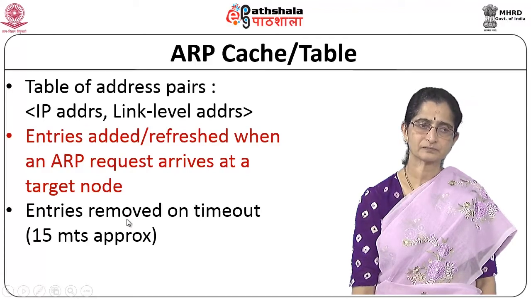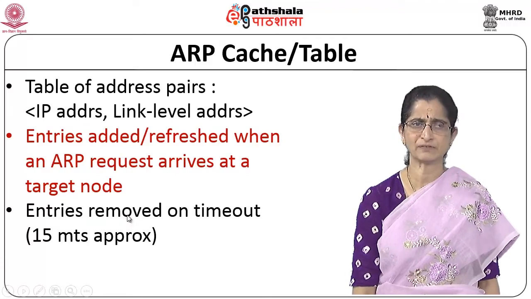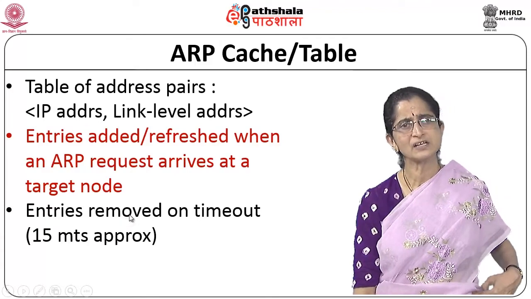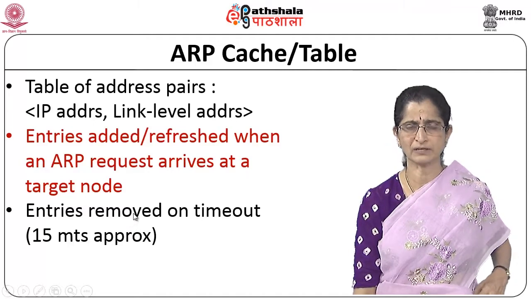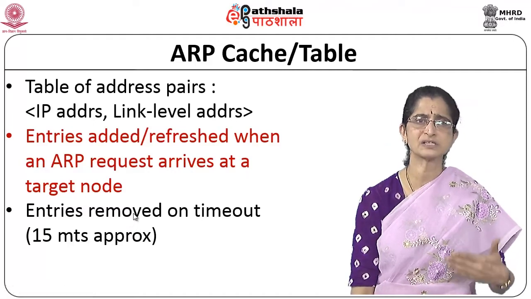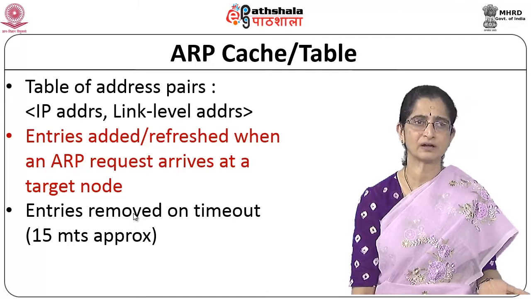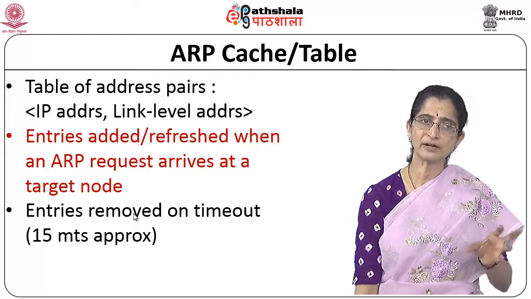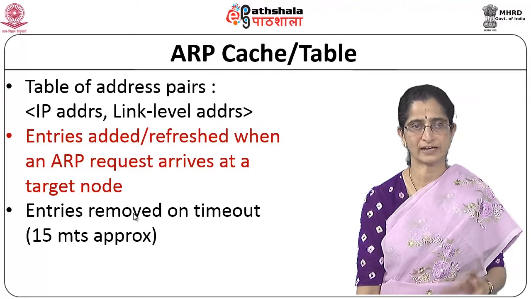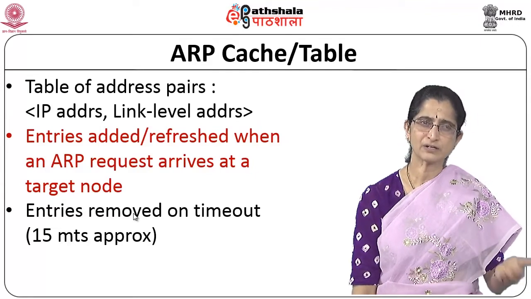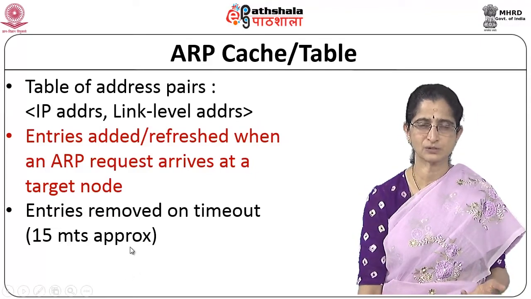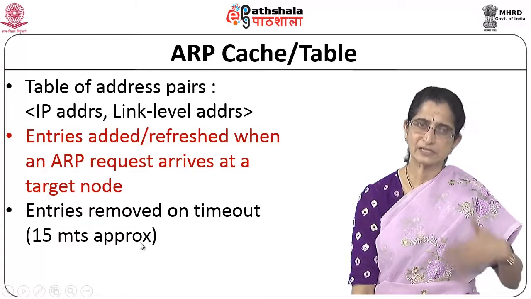And normally these entries are removed after a particular time, because you do not want to have entries which are not used at all for a very long time. For instance, you may not be contacting a particular node at all, so there is no point in having the entry for that node in your cache for a very long time. Normally a period of about 15 minutes is used. On a timeout of 15 minutes, entries will be removed from the cache.